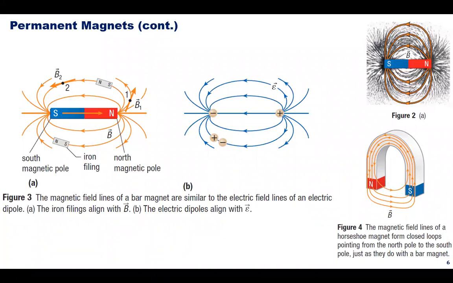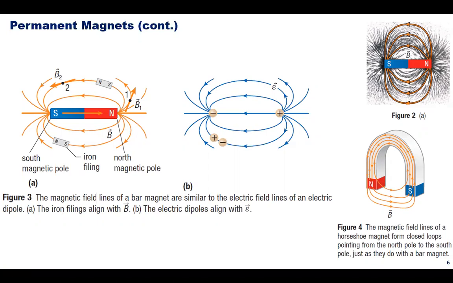The magnetic field lines of a bar magnet extend from the north pole to the south pole outside the magnet, and from south to north inside the magnet, forming a closed loop. Magnetic field lines always form closed loops.